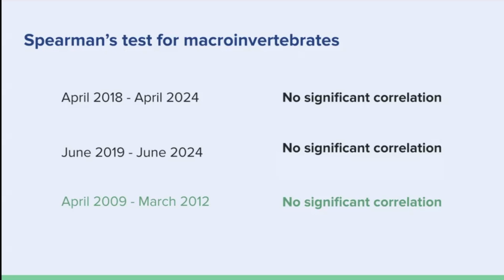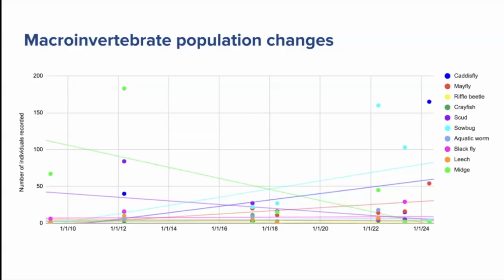Still no significant correlation. And so we can see this in this graph. Again, you have all the different macroinvertebrates we looked at over here. Graphing the number of individuals recorded in each sampling time. I'm specifically doing it in springtime because macroinvertebrates have phenology, they change throughout the year. So I'm controlling for time of year in order to make it as consistent as possible.